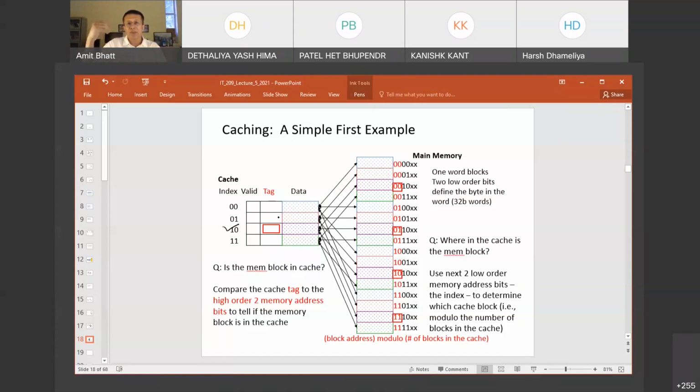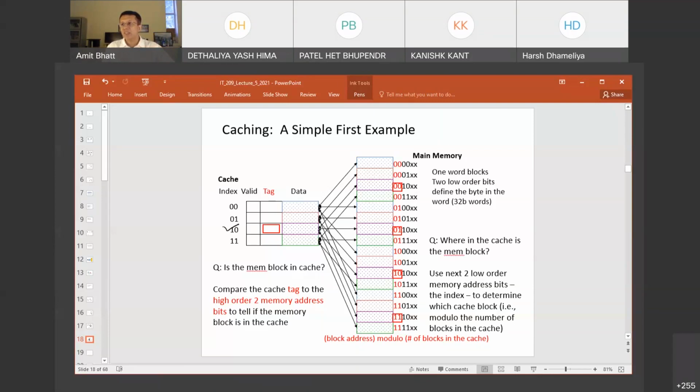So if that particular index bit is empty, so if there is nothing in index number 10, and then I say, do you have 0010? The answer would be immediately no. Why? Because it knows that there is nothing in this index, so there's no point of matching tags because there is nothing there. So that means it is faster and speedier.